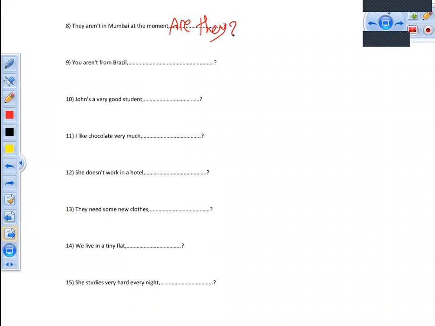Okay. Fatma, you aren't from Brazil. Are you? Excellent. Mahmoud, Mr. John is a very good student. Change is into negative: isn't he? Excellent. Thank you.